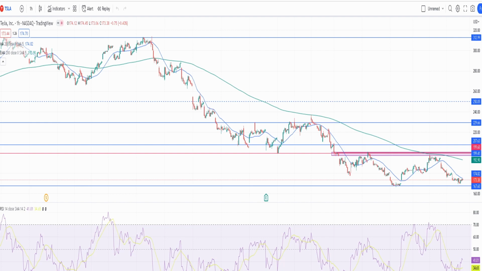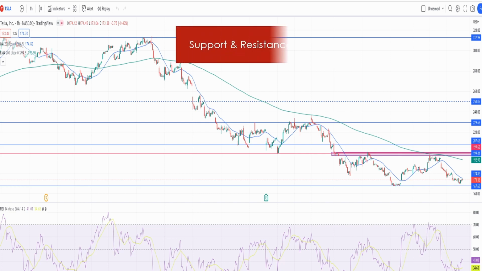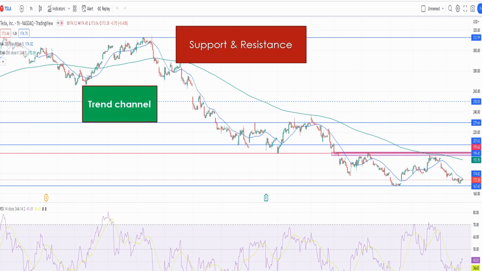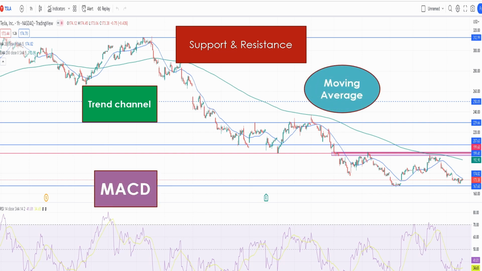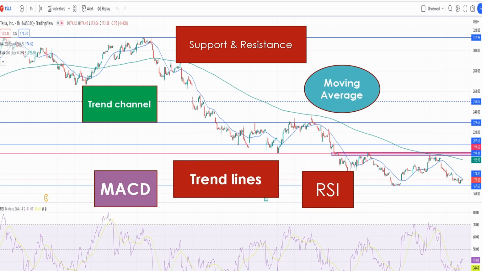With technical analysis, this is pretty much how my chart looked. I had things like support and resistance lines, trend channels, moving averages, MACD, RSI, and of course trend lines, and sometimes much more. So I was thinking that if I have more stuff and indicators on my chart, I can make my predictions in the market better. But boy, I was wrong.